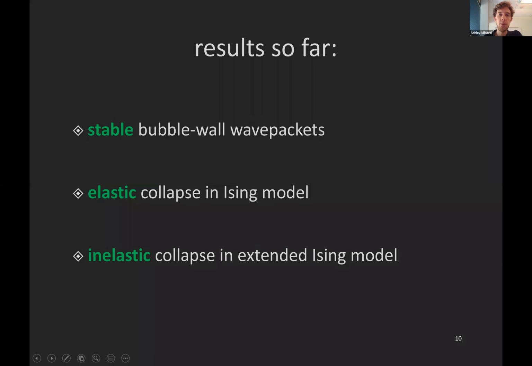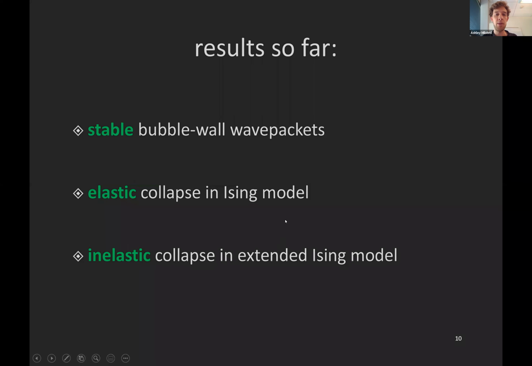So results of this project so far, we can indeed construct stable bubble wall states. So this involves creating wave packets for kink-like excitations in the model, and we can indeed construct stable wave packets such that the spread is very small as time evolves, and essentially you just see a kink moving rather than a kink dispersing throughout the system.